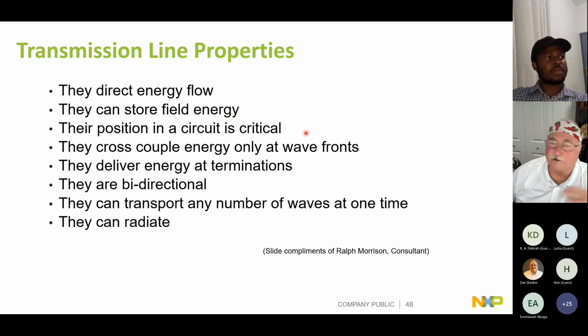Where they are in the circuit is critical, because you need to make sure that the transmission lines are doing the job you want. At the wavefront, that's where you generate the changing electric field, which creates the changing magnetic field, which converts into a changing electric field, and that's where you get crosstalk. The energy is delivered to whatever's at the load, whether that be a switch, a motor, whatever. Energy moves both directions in the transmission line, and you can have more than one wave in a transmission line at the same time. And because you have changing electric fields, you create that changing magnetic field, which is causing the radiation to occur.